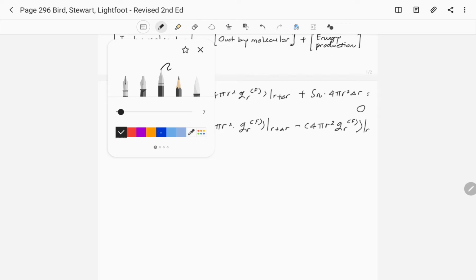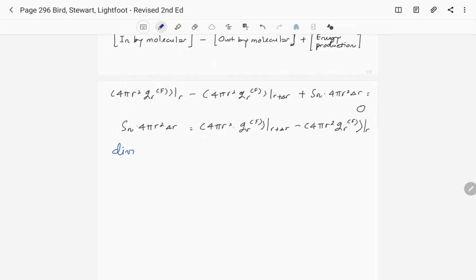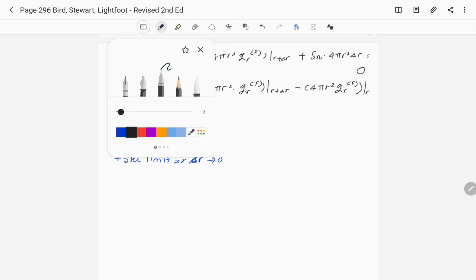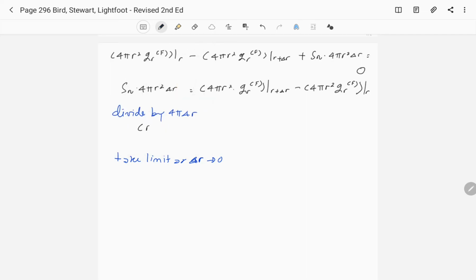And then we divide by 4 pi delta r, and then we take the limit as delta r approaches 0. Continuing, we have r squared Q_rF at r plus delta r minus r squared Q_rF at r, divided by delta r, equal to Sn r squared.